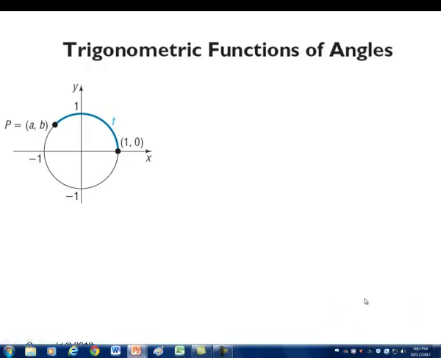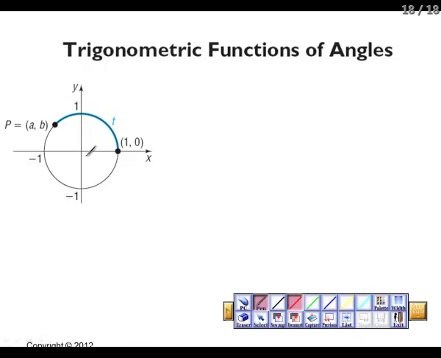Okay, trigonometric functions of angles. Now here, in the unit circle, we have a radius of 1. So this is 1. If that's 1, this is also going to be a radius of 1 here, and here, and here. So this point here will be 1, 0. This point here will be 0, 1: x is 0, y is 1.